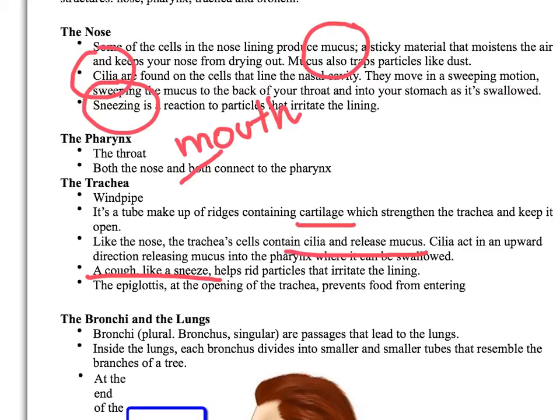of the trachea. The epiglottis is another protective mechanism at the opening of the trachea. It prevents any food from entering your windpipe. If food does enter your windpipe, your body's reaction is to cough, to try to cough it out. So it's a protective mechanism.